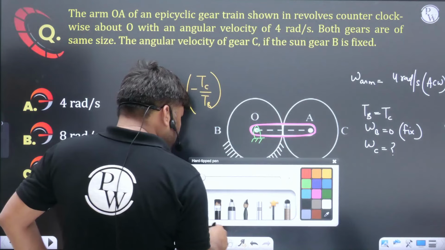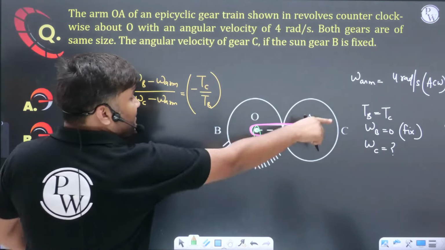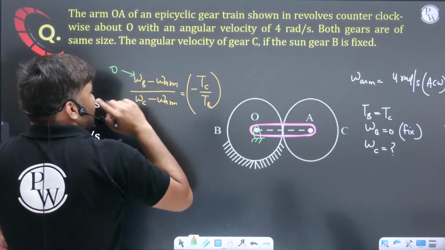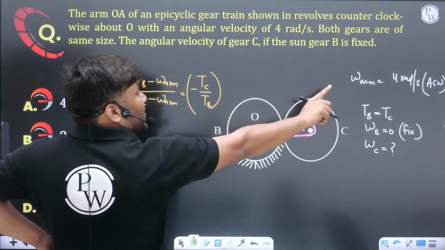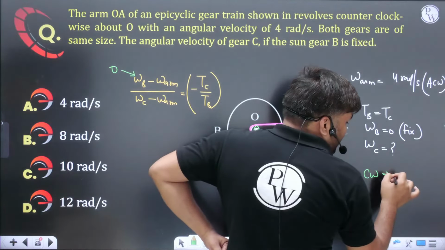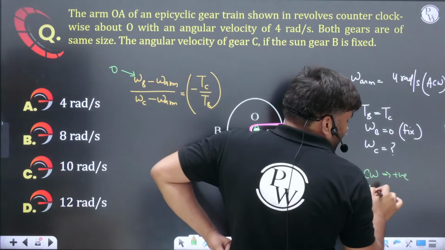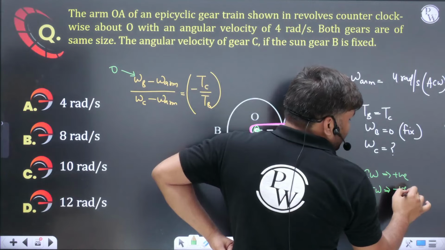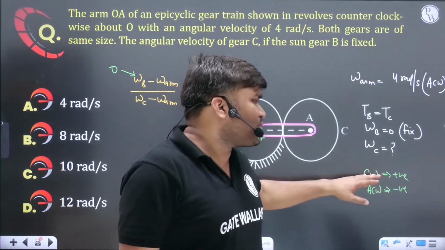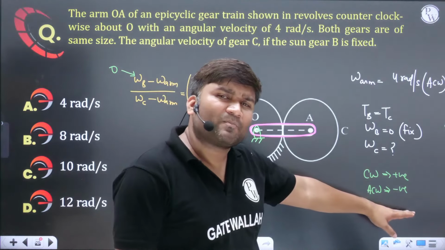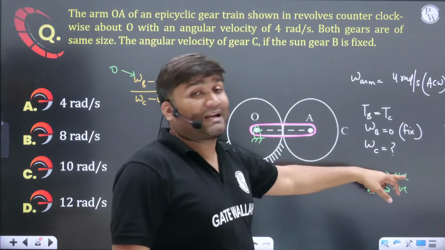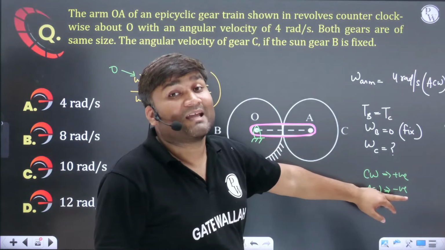Now put down the values. Omega B they have given as 0. Put down 0 here. The arm's speed is 4 radian per second anti-clockwise. I will write clockwise as positive and anti-clockwise as negative. If you want opposite signs, clockwise negative and anti-clockwise positive, it is your wish. But one you have to take as positive, the other as negative.